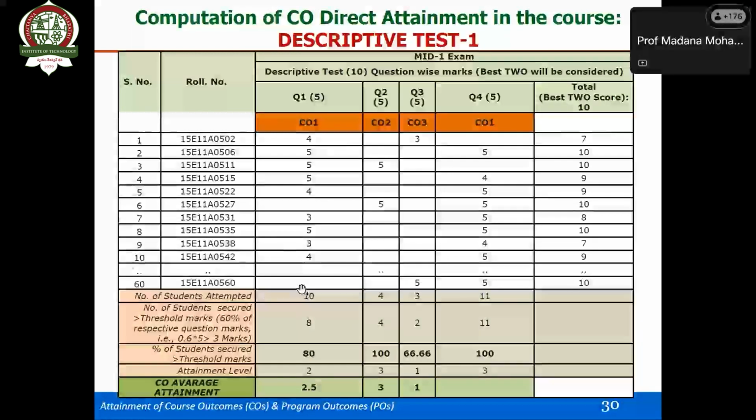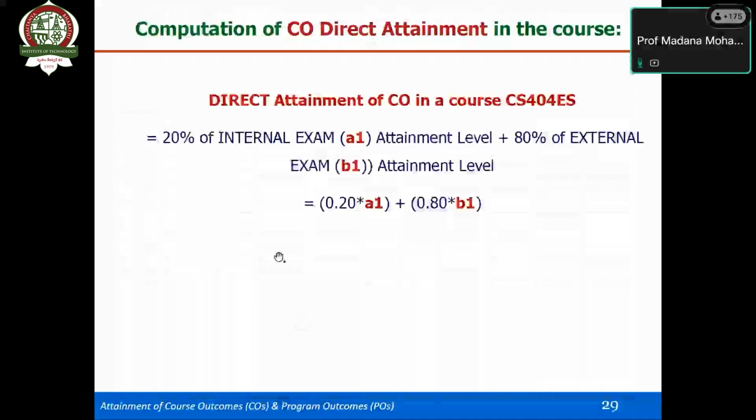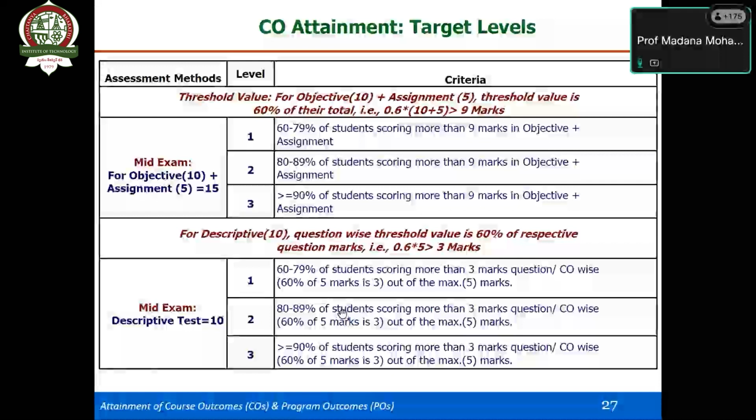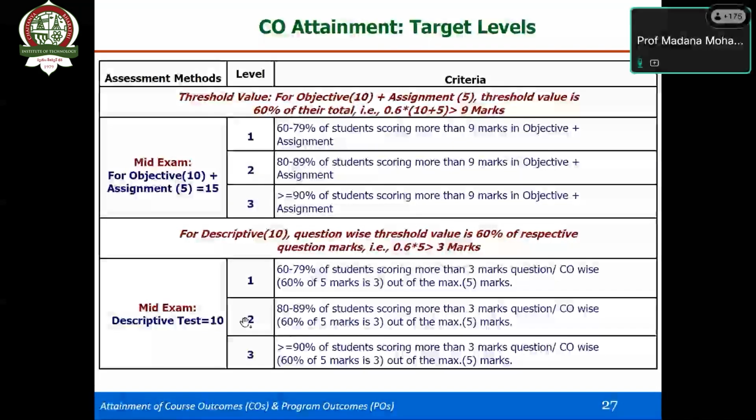Now, whoever attempted question 1, out of these, let us see the number of students who secured the minimum threshold mark, that is, greater than the threshold marks. Here we assume 60 percent of the respective question-wise marks, that is 3. So greater than 3, how many students secured? Let us see here. Here we set the level: 60 to 70 percent. Suppose 60 to 70% of students scored greater than 3, level 1. 80 to 89 percent of students who scored greater than 3, level 2.